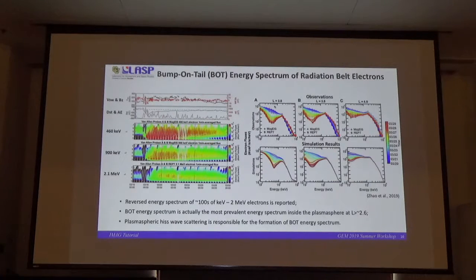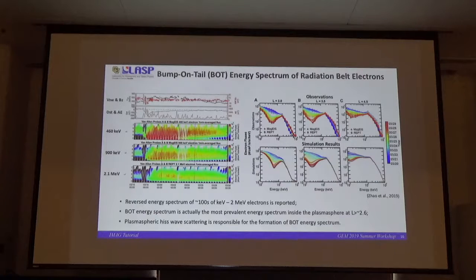Just as here, our observations show, between L of 3 and 4, after a significant storm, we see a faster decrease of hundreds of keV electrons, while for MeV electrons, their fluxes almost do not change, which finally formed a reverse energy spectrum in this range. And for this energy spectrum, we call it Bonpang-Tiao here.